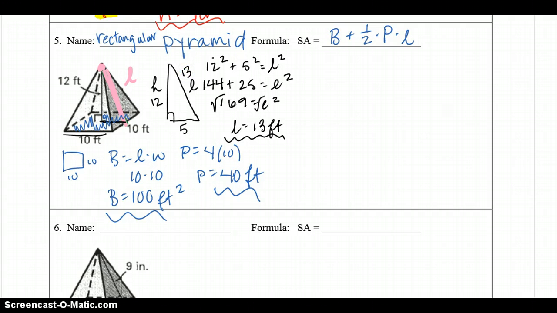Right? So in any pyramid, if you're not given L, what do you think you're going to need to do to find L? You're always going to be able to use the Pythagorean theorem. So if you need to find L, look for that right triangle. Try and find where you can draw that right triangle and then see what the lengths of the sides of that right triangle are.